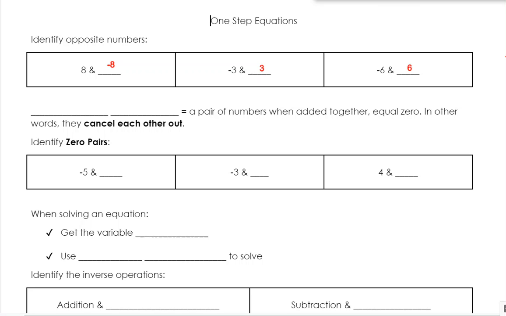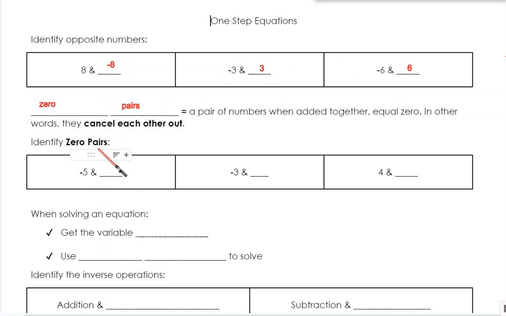Well, that's important because you need to know these things called zero pairs. A zero pair is a pair of numbers that, when added together, equals 0. In other words, they cancel each other out. So if I added negative 8 and 8, that would give me 0. Negative 8 plus 8 is 0. Negative 3 plus 3 is 0. Negative 6 plus 6 is 0, right? Those are called zero pairs.